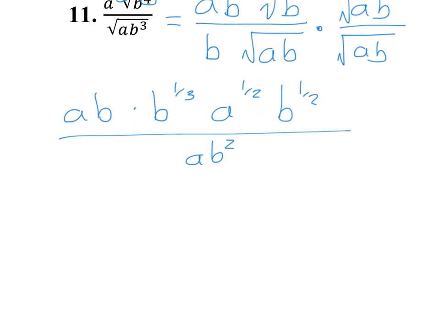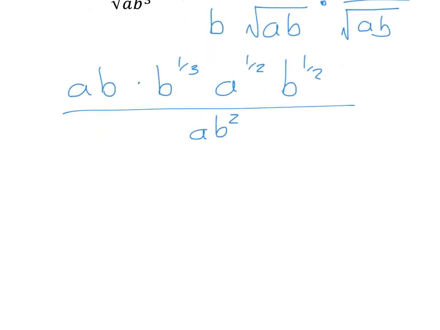So let's simplify. In the numerator, how many a's do we have? Altogether, we have 1 a plus 1.5 a's. I'm actually going to cancel these a's out. So in the numerator, all we have left is a to the 1/2. All right, and now we have to combine all these b's together. So we have 1 b plus 1/3 b plus 1/2, and now I'm going to subtract the 2 that's on the bottom.